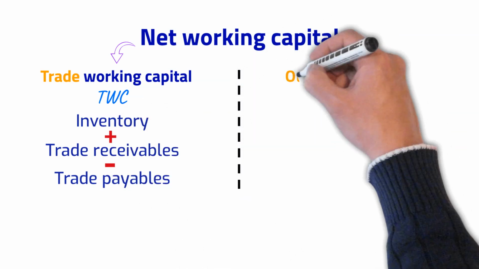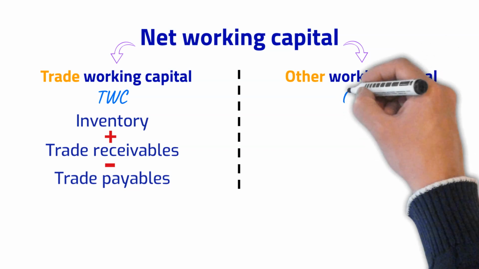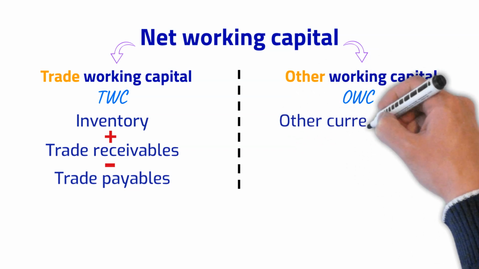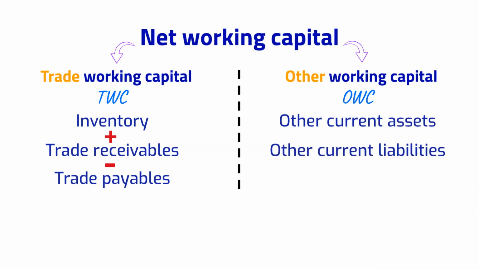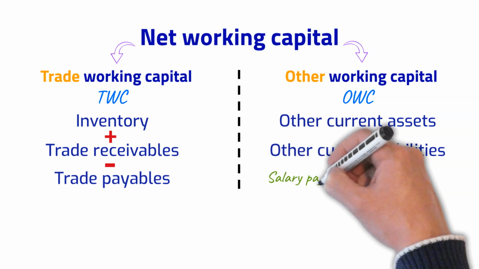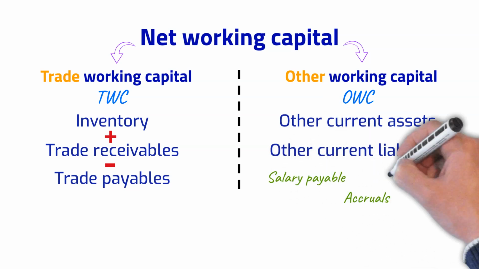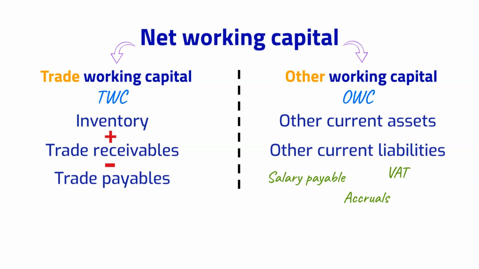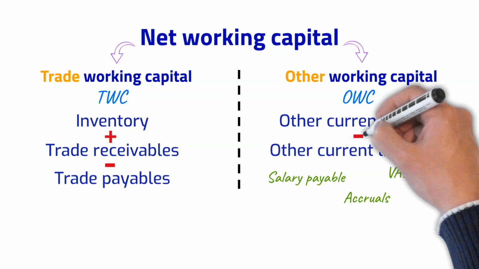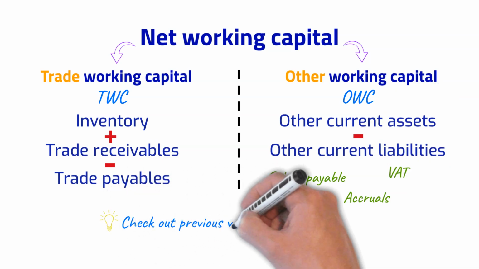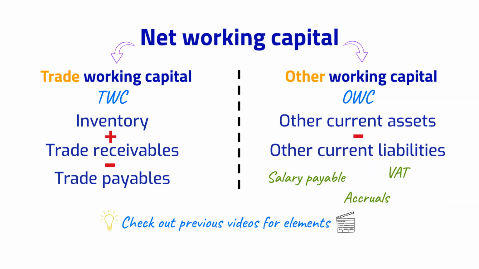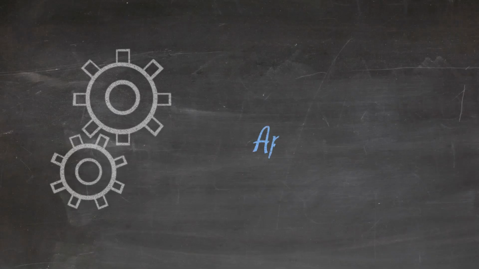The second bucket is called other working capital, or OWC. It includes other current assets and current liabilities which are not directly resulting from core trading activities. This could include salary payables, accruals, provisions, VAT receivables or payables, prepayments made or received. Same as for trade working capital, assets are added and liabilities are deducted. Almost all of these items we have already discussed in our previous videos. Check them out.